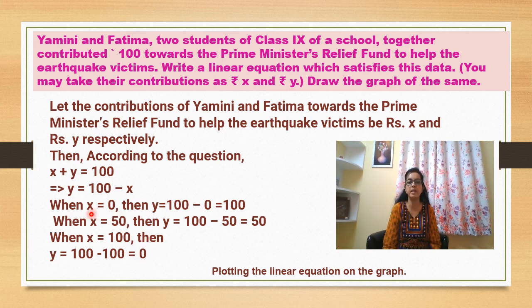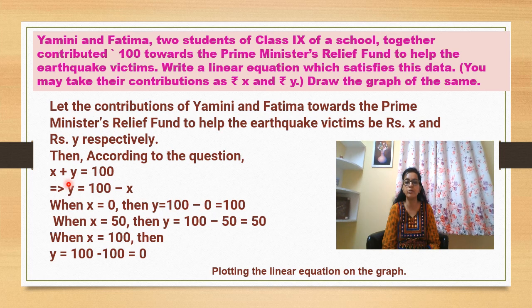When I am replacing x with 0, I am getting y is equal to 100, and when I am replacing y with 0, I will be getting x is equal to 100. And when I am putting here x is equal to 50, then y is also equal to 50. So these are the points which I am going to use in the table.